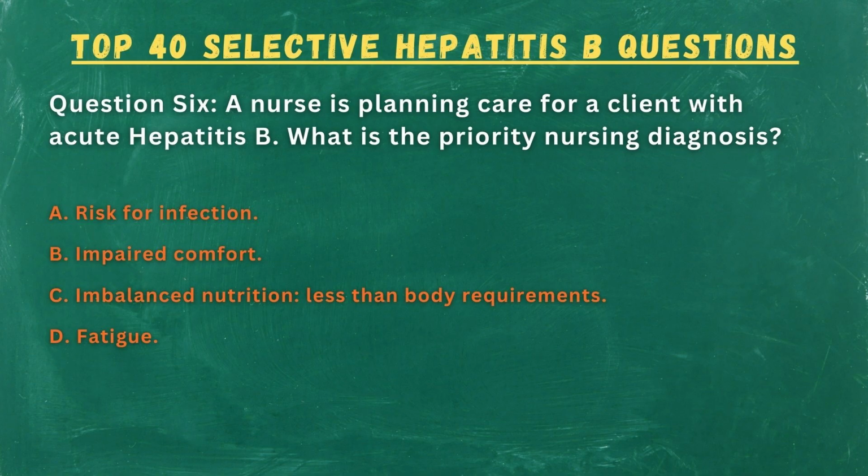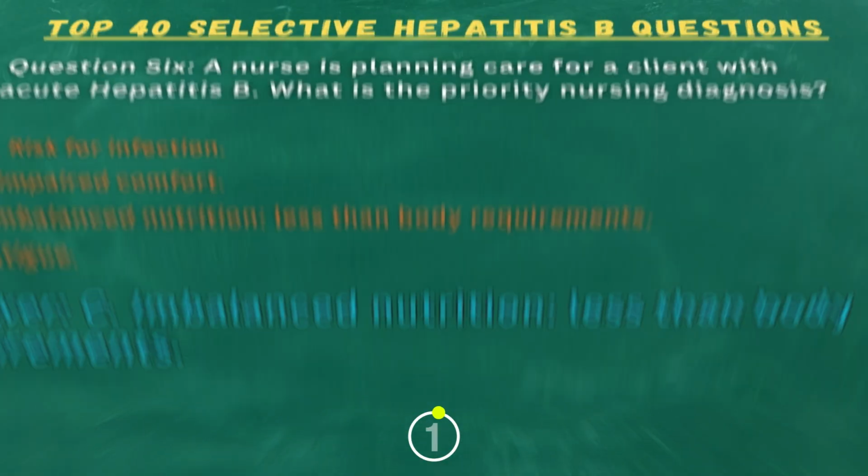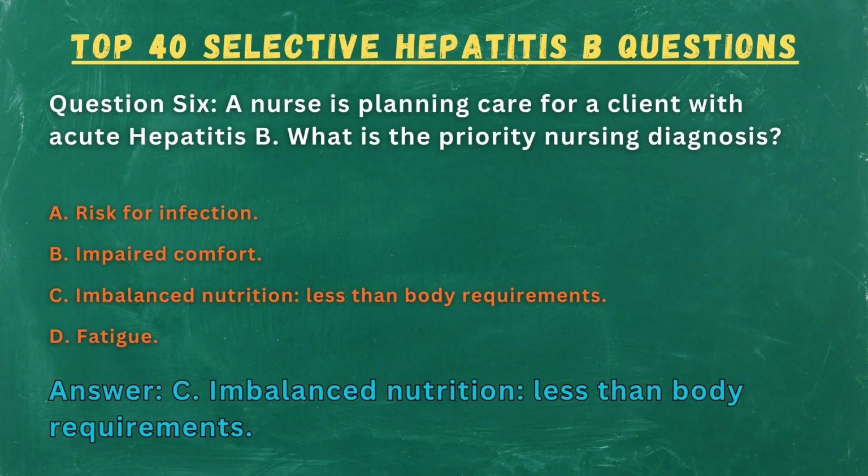Question 6. A nurse is planning care for a client with acute hepatitis B. What is the priority nursing diagnosis? A. Risk for infection. B. Impaired comfort. C. Imbalanced nutrition, less than body requirements. D. Fatigue. Answer. C. Imbalanced nutrition, less than body requirements.